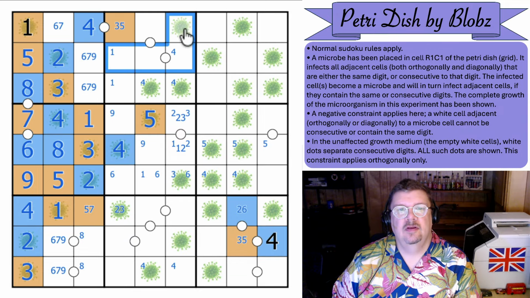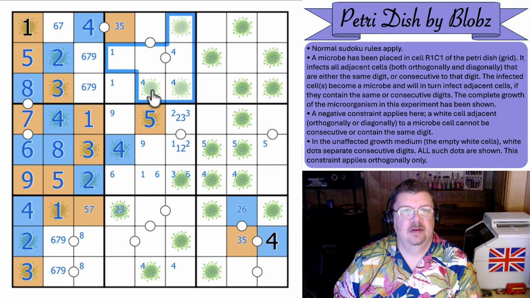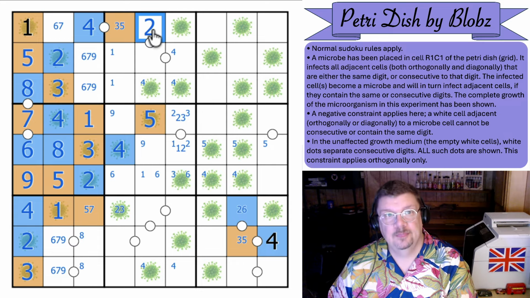All right, 2 is definitely not in any of those cells. That can't be a 2, or this would be infected because it's the same or consecutive. That's all I should have been looking at. Those can't be 2s. If that were a 2, it would infect this one regardless of the digit that is. If that were a 2, that would make this a 1, but there's no white dot there, so that can't be a 2, so that's a 2.